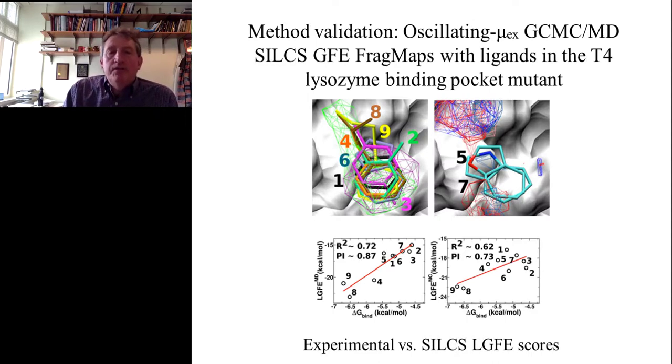Just a slide on validating the methodology, where we applied the method to a protein called T4 lysozyme, which has a pocket which is totally blocked from the surface of the protein. And what we can see here is that we have a nice correlation between our ligand grid free energies from the Silks methodology and the experimental binding affinities. And we see that with 2 different approximations with respect to how we calculate the ligand grid free energies. So again, this is just supporting the quality of the methodology for quantitatively predicting the relative affinities of different ligands bound to a protein.